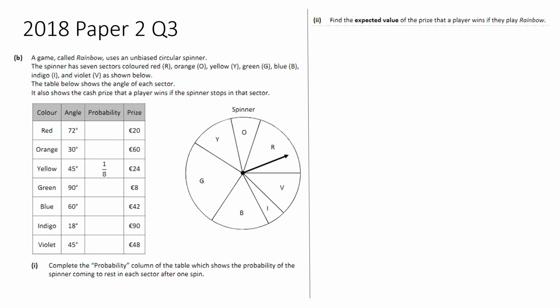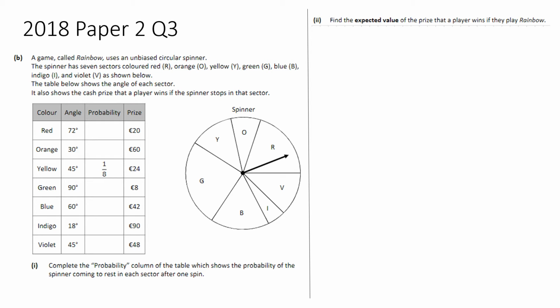A game called Rainbow uses an unbiased circular spinner. The spinner has 7 sectors coloured red, orange, yellow, green, blue, indigo and violet as shown below. The table below shows the angle of each sector. It also shows the cash prize that a player wins if the spinner stops in that sector. Sometimes you're going to have to measure it yourself using your protractor and fill it into the table, but this is already done for you.